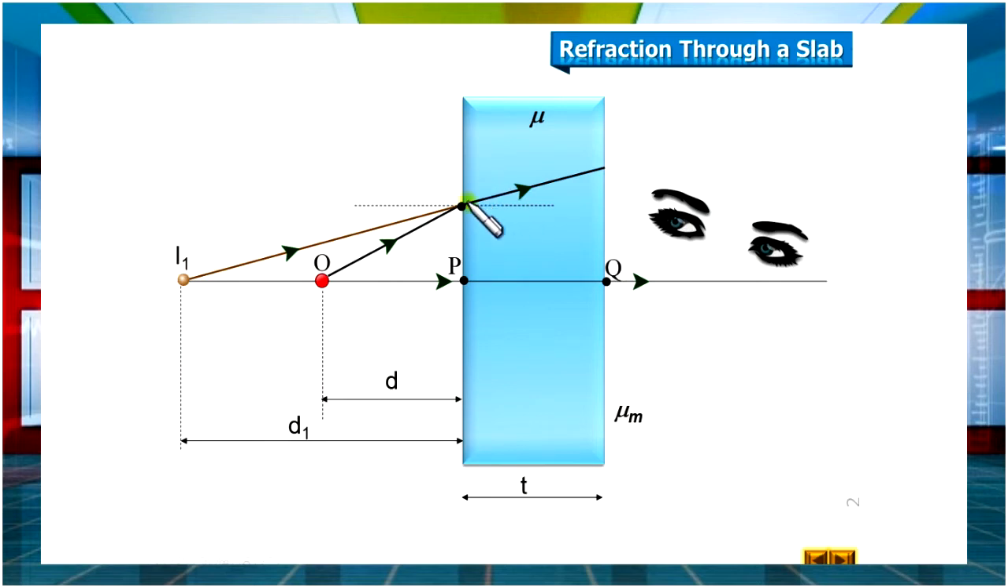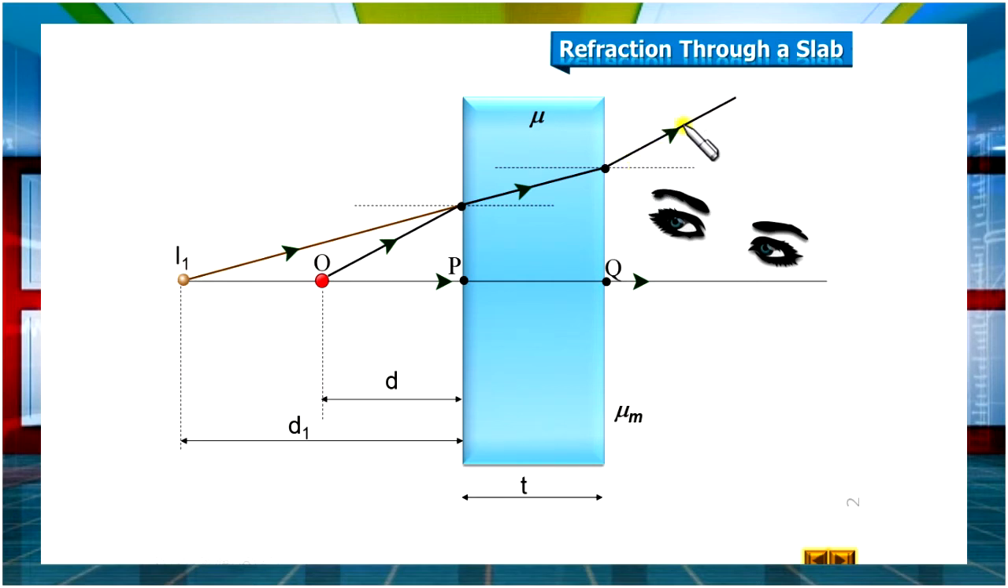Now, the image formed by the first surface will act as an object for the second surface, that is the right surface. So, now the ray is traveling in the denser medium and moving toward the rarer medium. So, let us consider this position and draw the normal again. Now, the ray is traveling in the denser medium, moving toward the rarer medium. It will move away from the normal, that is, the angle of refraction will be greater than the angle of incidence. So the ray will bend away from the normal like this.